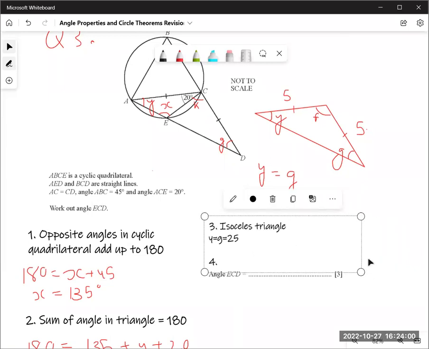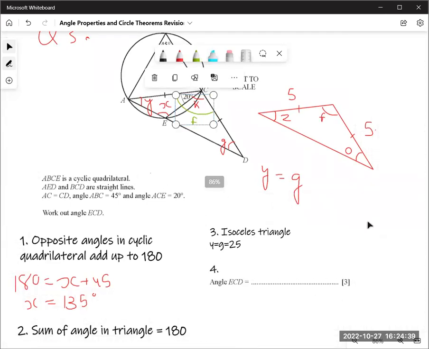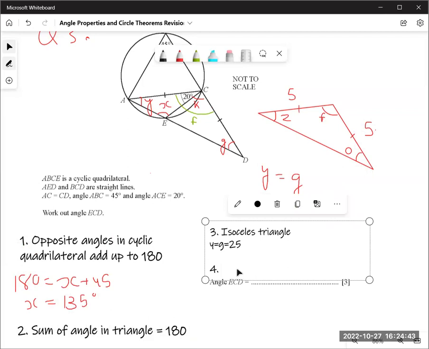Lastly, can I find F now? Since I know Y and G are both 25, can I find F, or the bigger angle right here? Najla, can you hear me? Oh, sorry, sir. I thought you were asking someone else. Can I find F? Yeah, we can. If we find the angle K and add it to 20, then we can find F. But I don't know what K is, and we're actually trying to find K. I know that this is 20 and this is also 20.